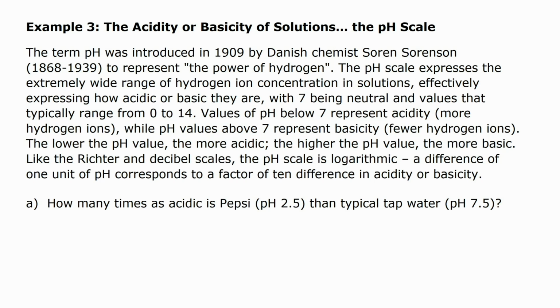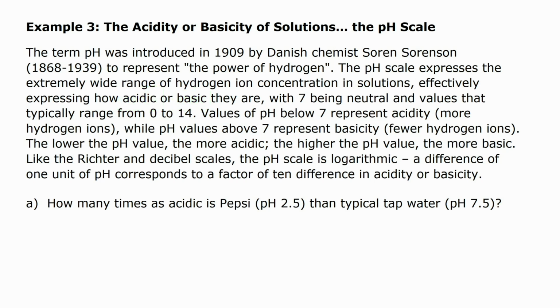Now, this logarithmic scale is the same as any of the other ones that we've used before, where a difference of 1 unit of pH corresponds to a factor of 10 in acidity or basicity, more or less. Now, there are a couple of differences with this scale that I've actually already kind of alluded to. There's sort of two directions to this scale. One direction on the scale, you say things are more acidic, and the other direction on the scale is the opposite of that. You say they're more basic.